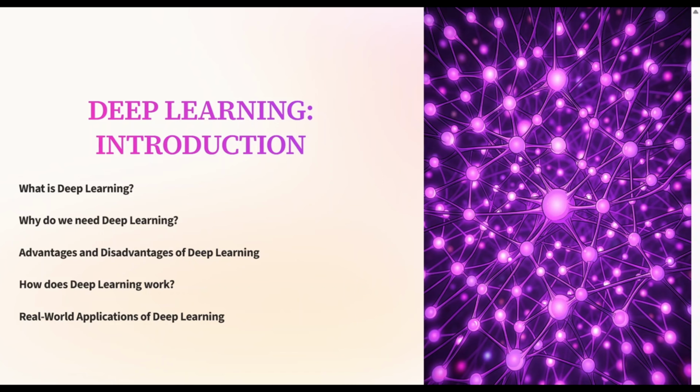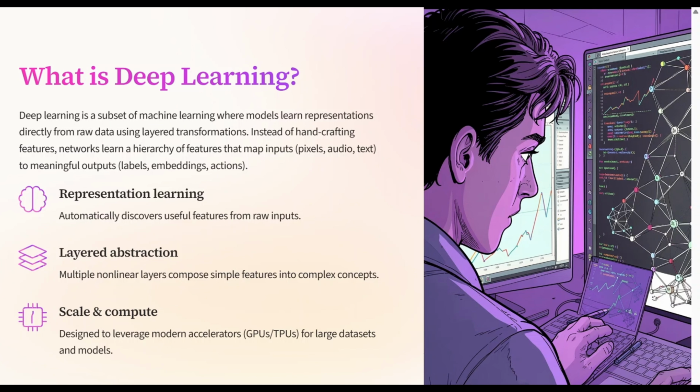So let's start with the most basic question. What exactly is deep learning? Deep learning is actually a subset of machine learning. The main idea is that instead of manually telling the computer which features are important, we allow the model to learn those features automatically from the data.